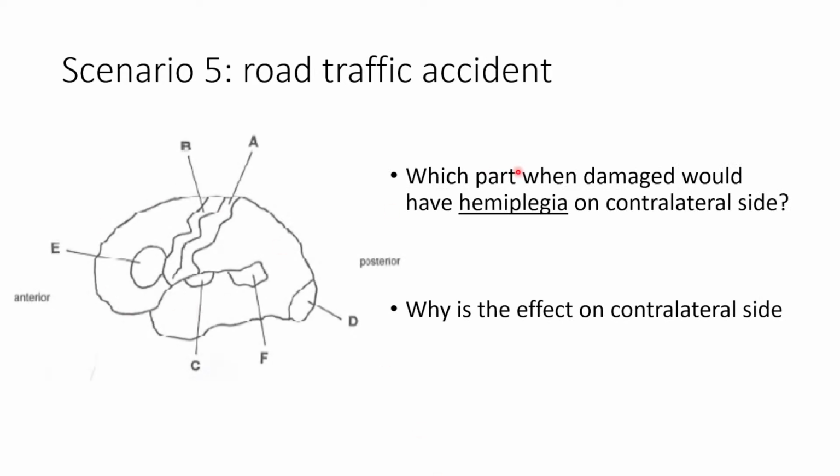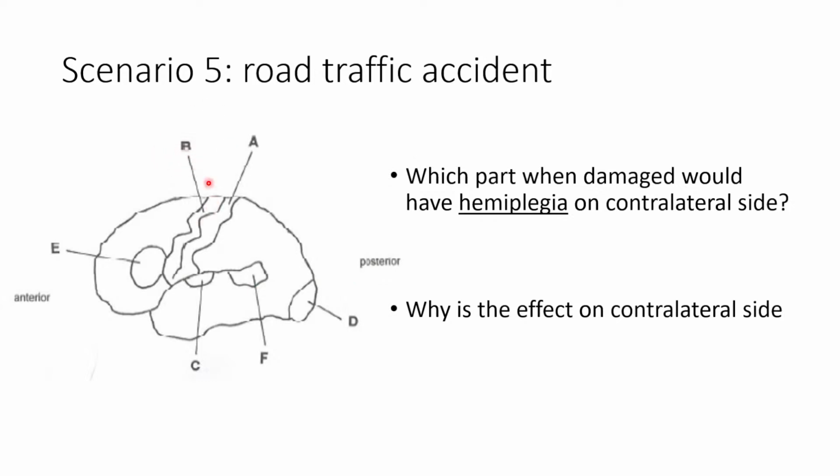So moving on, which part would be damaged? When damaged, would have hemiplegia on the contralateral side. The way this works, we've discussed this in the previous scenario, we have decussation, and that occurs at the medulla. So if we damage the brain on the left hand side, then it will affect the right hand side due to the decussation at the medulla. Hemiplegia is inability to move. So that's half of our body is unable to move. And since that's the motor area, that would be B.